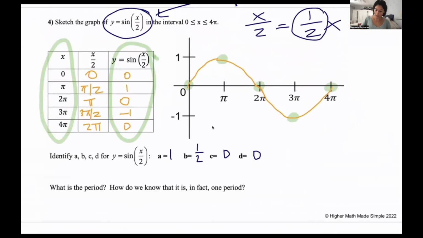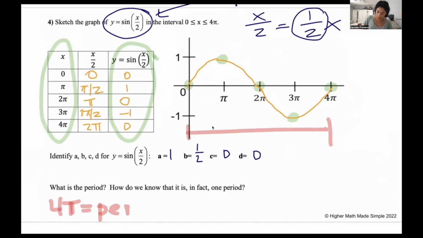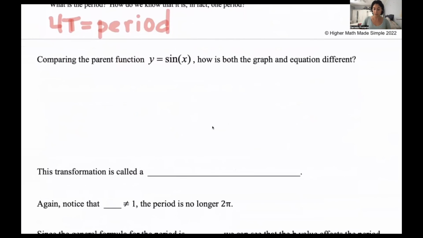So the period, again, is the distance that it takes to travel in one full cycle. So what is the distance here? It is clearly 4 pi. So that's going to be the period, and I'm not going to write this down, but obviously we know that it's a period, as I said, because it completes one full cycle, that sideways S shape.